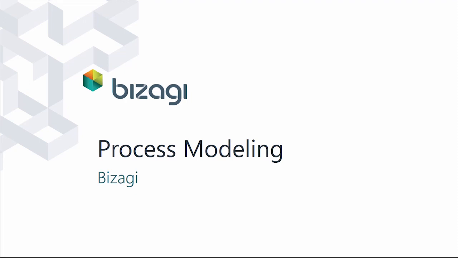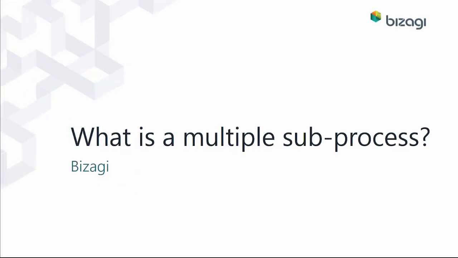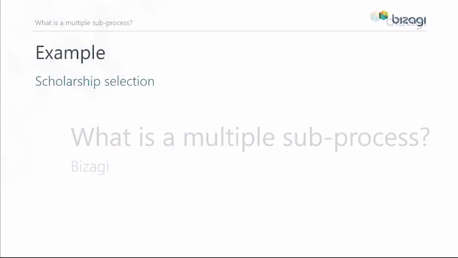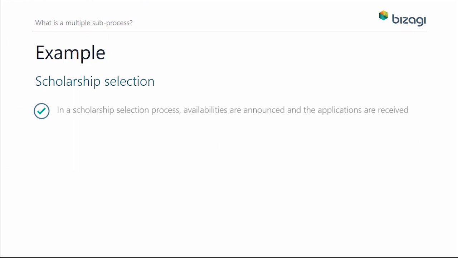In this video we are going to demonstrate multiple sub-processes. Consider this business situation. In a scholarship selection process, the scholarship is opened, including information such as description, close date, requirements. After that, several applications are received.